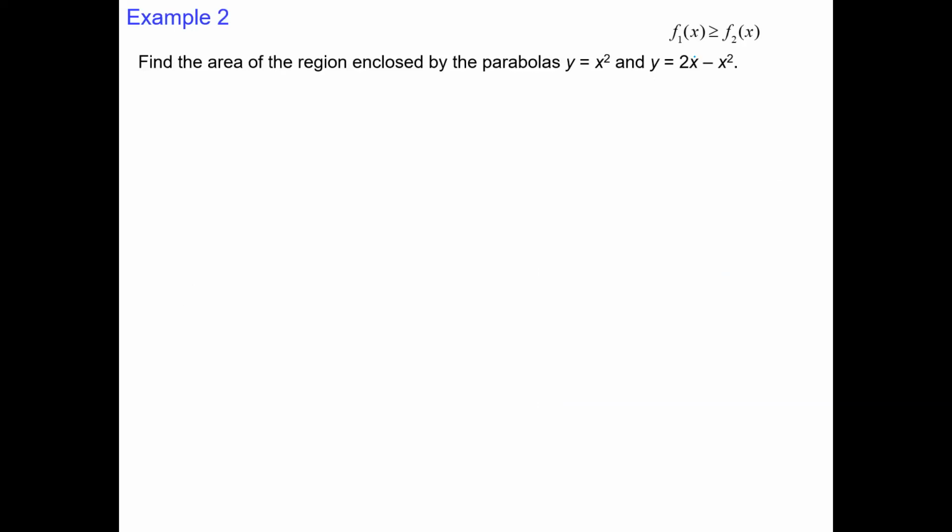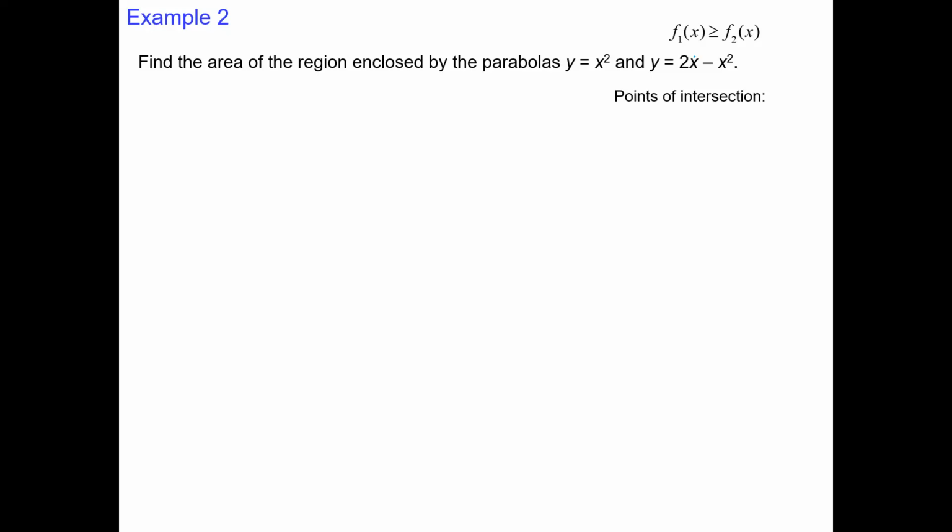Find the area of the region enclosed by two parabolas, x squared and 2x minus x squared. Okay, that means first of all, we don't know which one is on the top and which one is on the bottom. We will figure that out. Also, what is missing? The limits of integration, like what is the interval on which we would like to find the area of the region? If this is missing, we might think that the curves are different curves, they are intersecting. We have to find the points of intersection.